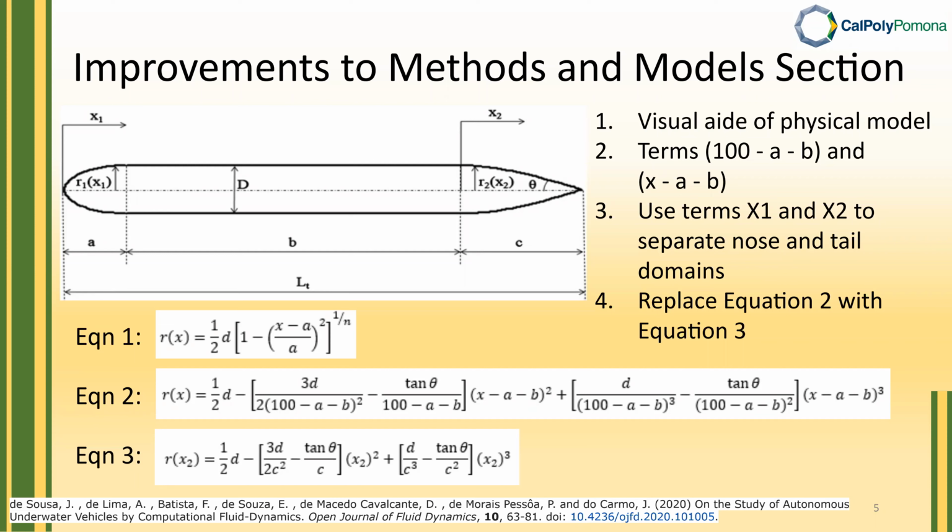Also, equation 2, which is the one used in the paper, includes a term 100 minus A minus B, and it's not entirely clear where the 100 comes from. This equation can be simplified by replacing 100 minus A minus B with C, the length of the tail, like we see in equation 3, and also if we use two separate x-axes for the nose and the tail domains. Next slide.